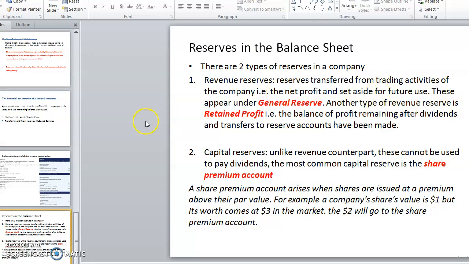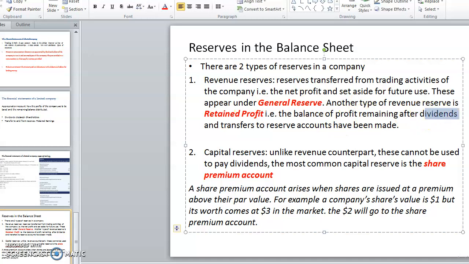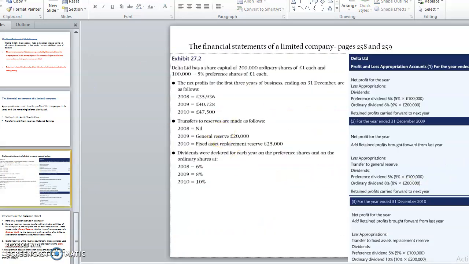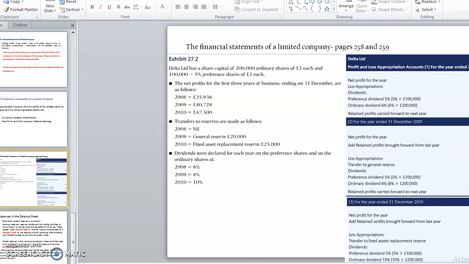Now another type of revenue reserve is the retained profit. Retained profit is the balance of profit remaining after dividends, that is the profits for the shareholders, and transfers to reserve accounts have been made. So if you recall, let's go back. The profits were, let's say for the year 2009, the profits total was 59,664. You transferred 20,000 to the general reserve. Then you paid the dividends, preference dividend 5,000, ordinary dividend 16,000.